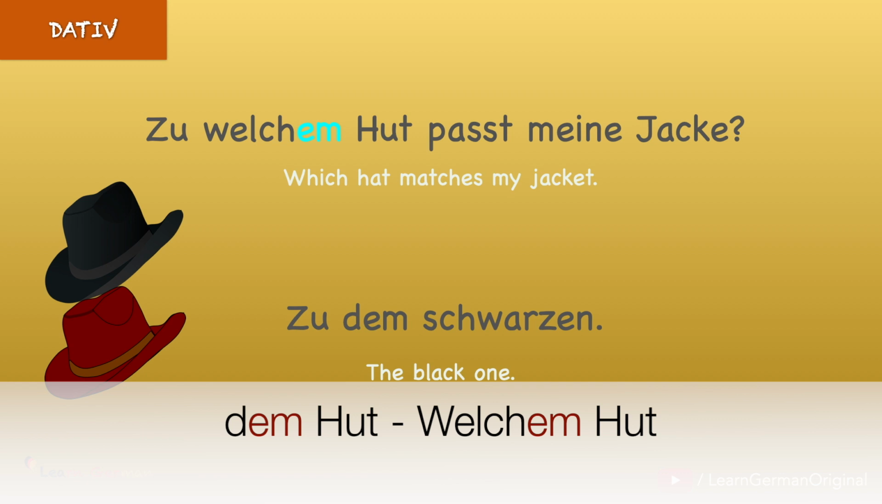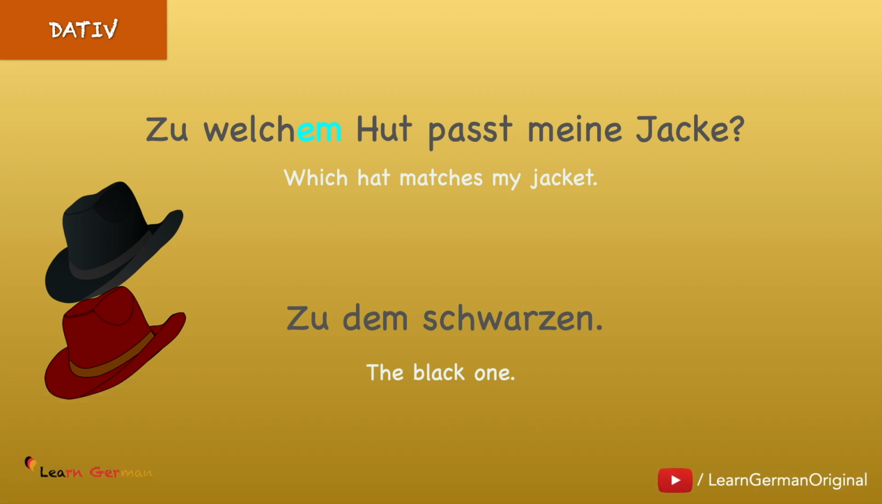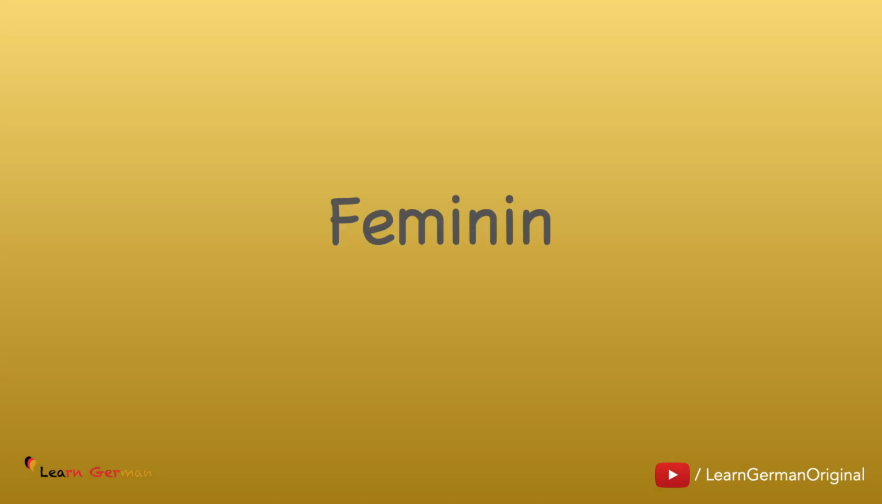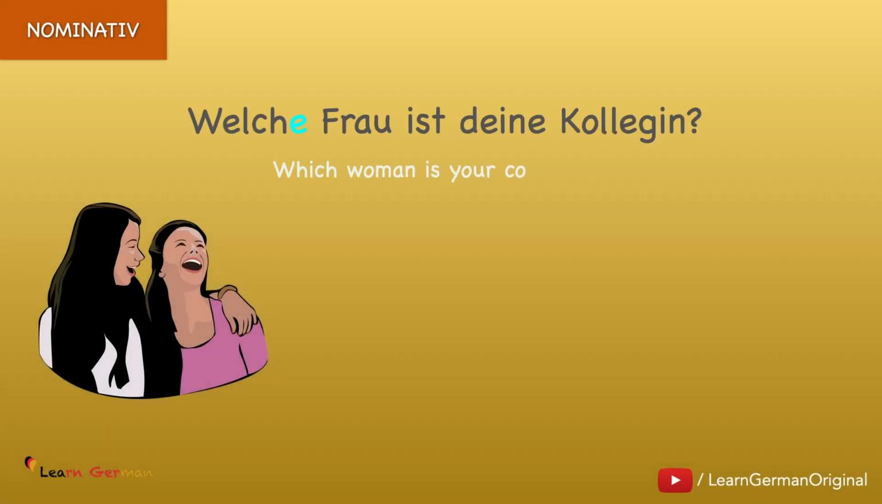As you can see, the endings for welch are the same as the respective articles in every case. Now let's look at the answer. Zu dem Schwarzen. Now let's look at the feminine article. If you know the feminine article in all cases, then this should be very easy for you. Let's look at the first one in nominative.